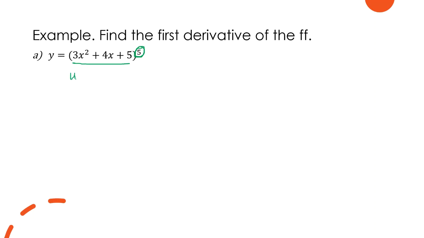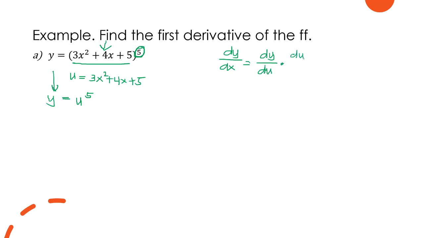Let's say u is equivalent to 3x squared plus 4x plus 5. We let the expression inside the parentheses be our u. That being said, y is equivalent to u raised to 5, right? That's safe to say. Again, to find the derivative of y with respect to x, we need to find the derivative of y with respect to u, multiplied by the derivative of u with respect to x. Let's find the derivative of y with respect to u first. So dy over du is 5u raised to 4.